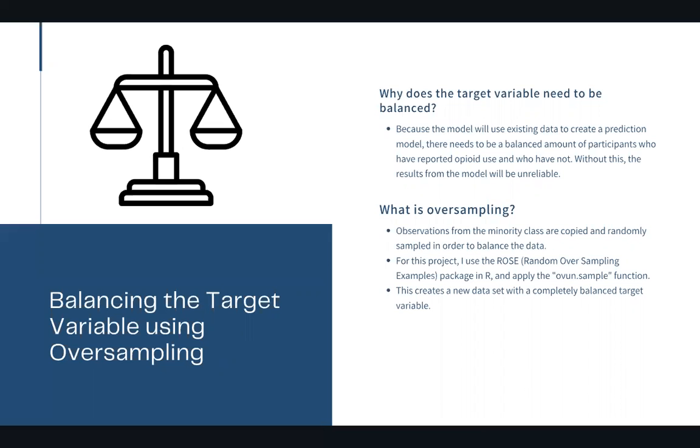I did some research and determined that oversampling is the method that I want to go with. In oversampling, observations from the minority class are copied and randomly sampled in order to balance the data. There are several methods to accomplish this, and in my project, I opted for the ROSE, or random oversampling examples, package in R. Using the oversample function, I was able to create a completely new data set with a balanced target variable. This package is terrific. The parameters are easy to set and the function runs really, really quickly, even with a large amount of data.